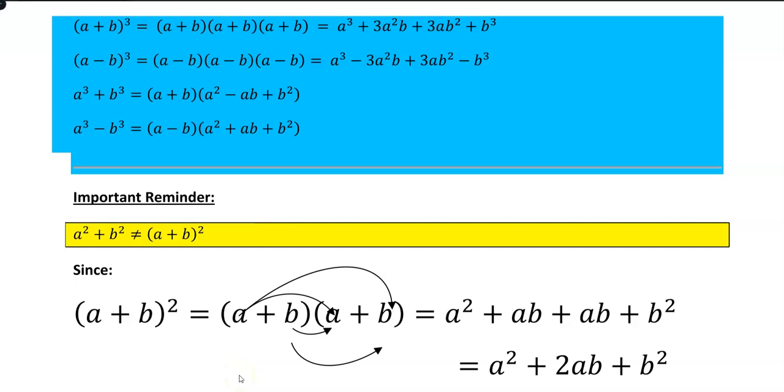Hello everyone. In this video, I would like to go over the formulas for the sum and difference of cubes and how to factor the expression involving the sum and the difference of cubes. So the sum of cubes is this formula right here, a cubed plus b cubed. You see that the last operation in this expression is the plus. So a cubed plus b cubed is the sum of cubes.